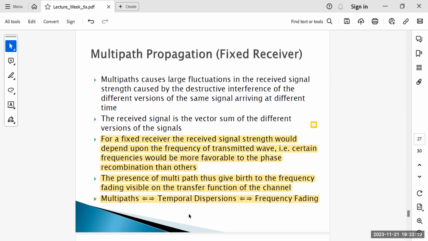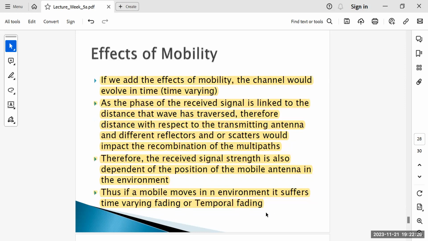So for the case when the channel was fixed, or when the receiver was fixed, we were getting the frequency fading. In the scenario where there is mobility, we get temporal fading. So with different time, we get different kinds of output, and therefore temporal fading.